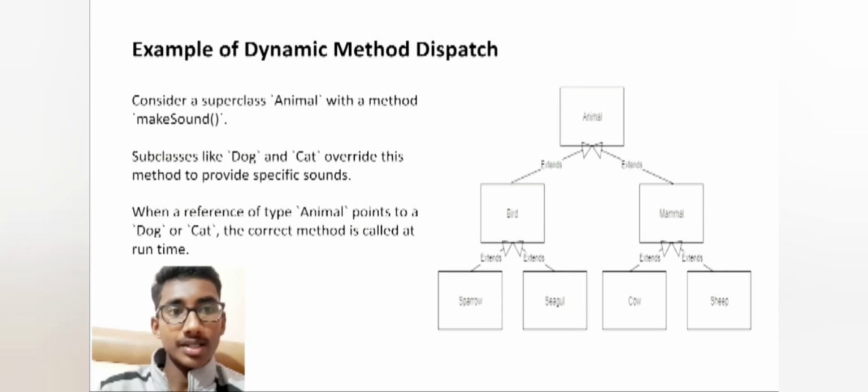Now we can see the example of dynamic method dispatch. First, we consider Animal with the subclasses Bird and Mammal. In Bird, we consider two subclasses that extend it, Sparrow and Seagull. For Mammal, we can extend two classes, Cow and Sheep. This is the example of dynamic method dispatch.